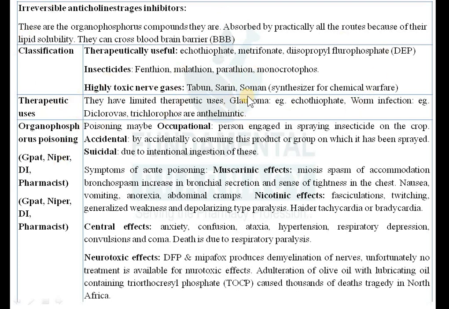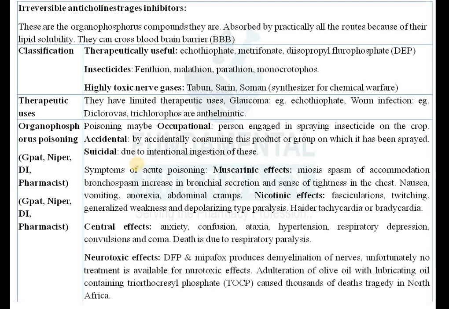these are very highly lipid soluble molecules, and a farmer may accidentally get poisoned with these insecticides. So organophosphorus poisoning is one of the favorite topics of examiners, so they can ask questions on this. So you have to be clear about this organophosphorus poisoning.